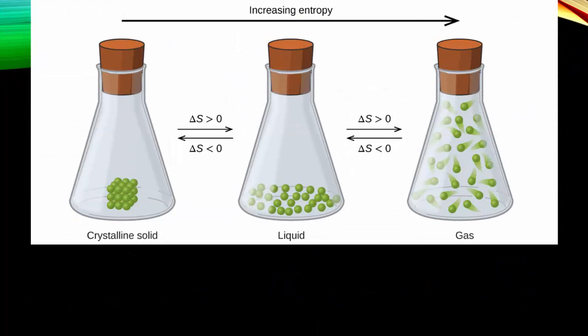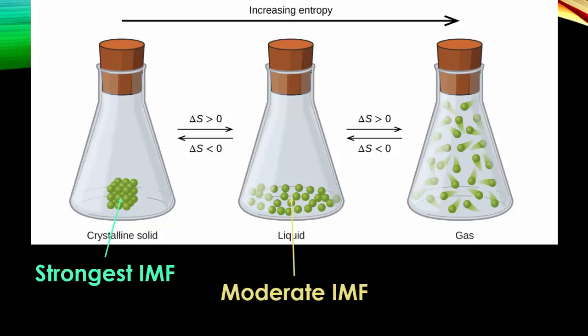Now let's talk about intermolecular forces. Looking on the left, we have our solids. Because the solids are all clumped together and they're not breaking apart, we can say they have the strongest intermolecular forces. Because the liquid is dispersed throughout the bottom of the container, it has moderate intermolecular forces. And because our gas is floating throughout a 3D space all over the container, we can say it has the weakest intermolecular forces.